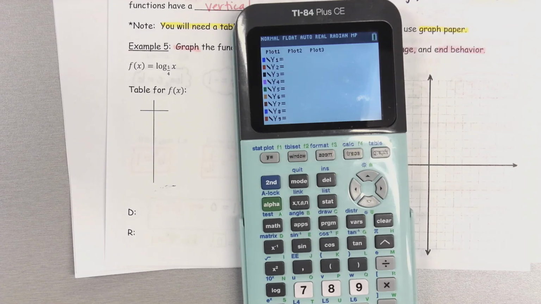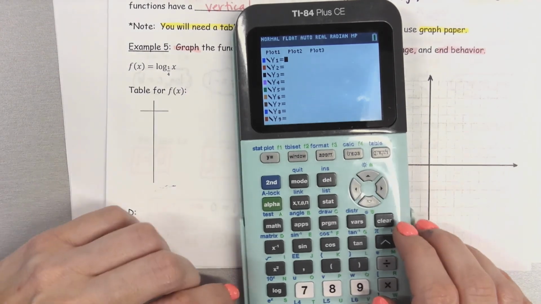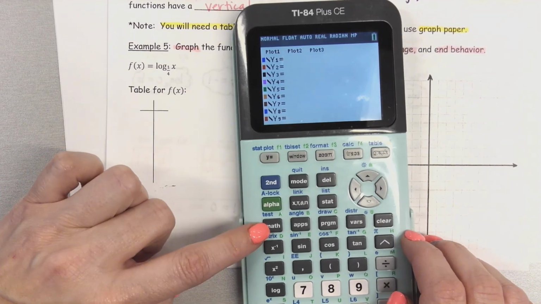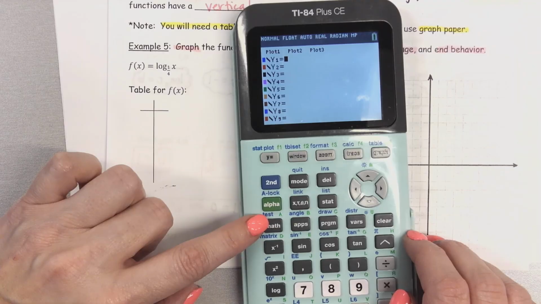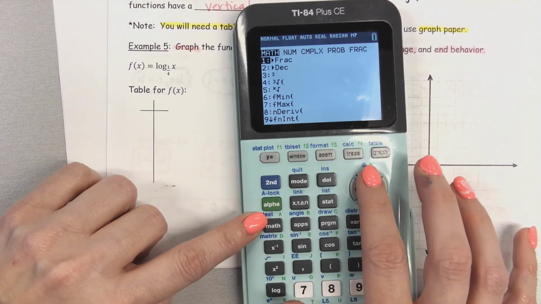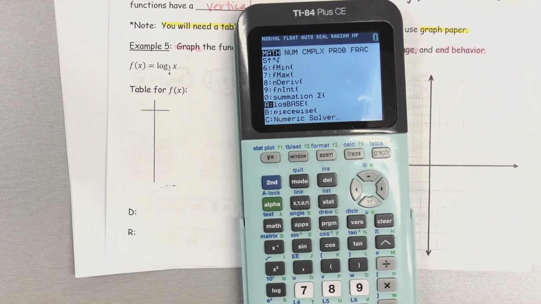Okay, so many of the calculators, you're going to be able to use this log base. So to get there, you just have to go to math. So press this math button and then arrow up until you get your log base. Okay, and then go ahead and press that and you'll be able to graph log base 1/4.